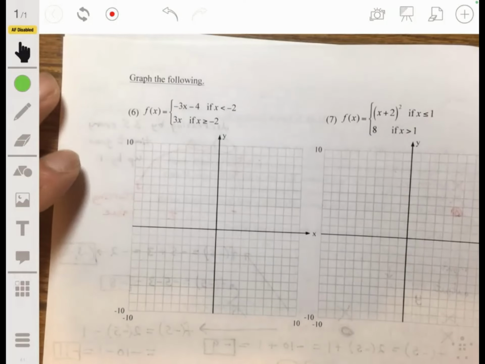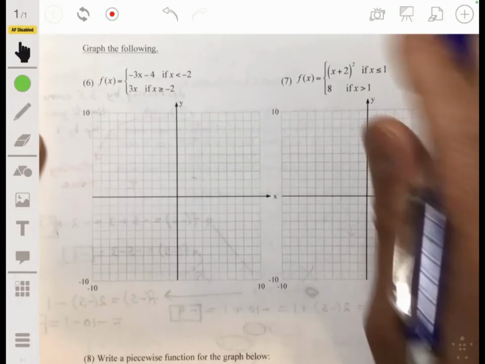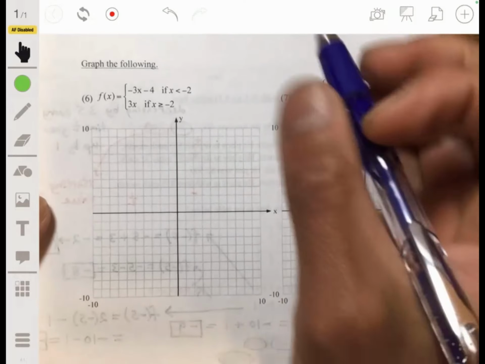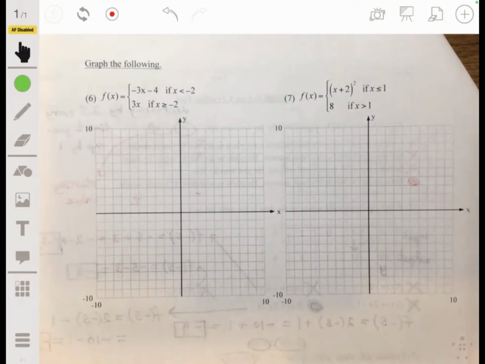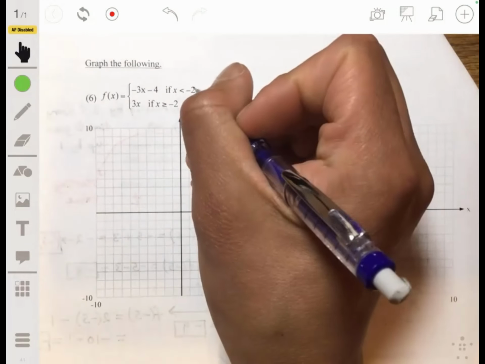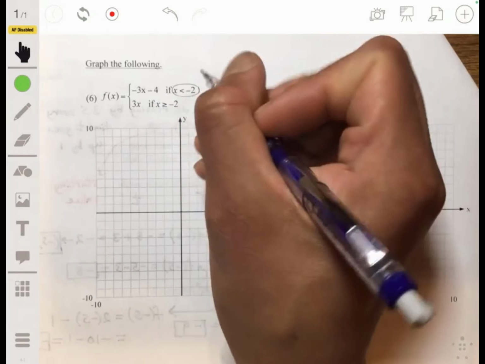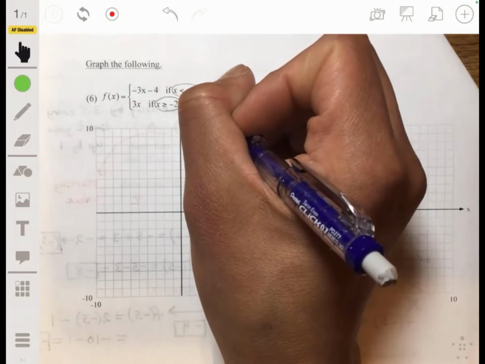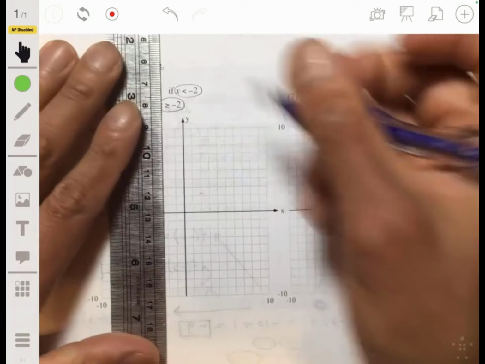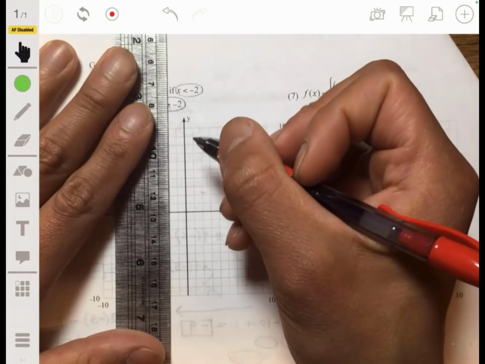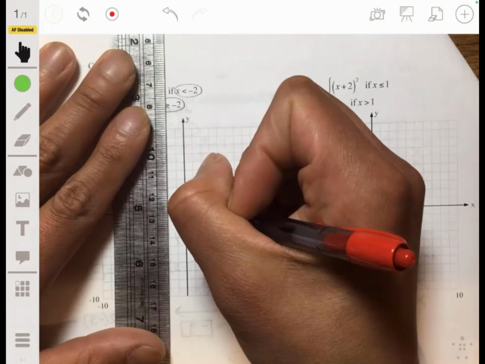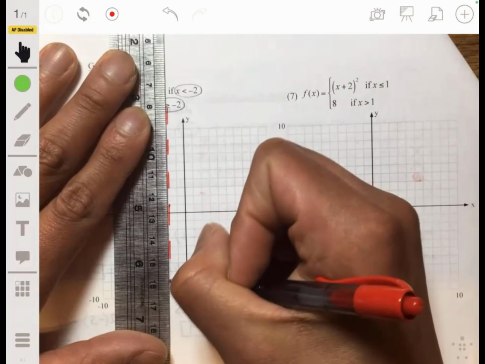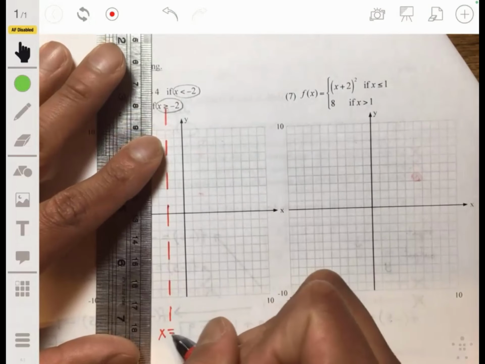All right, next page we've got, and now we're graphing some piecewise functions. Okay, so when you're graphing piecewise functions, again, I would recommend paying attention to the intervals. So we have the intervals broken up at negative 2. So I like to draw a vertical line through x is negative 2, just to make it stand out. So this is x is negative 2.